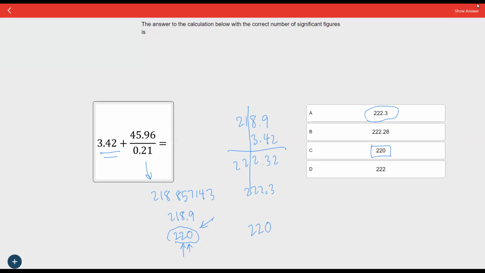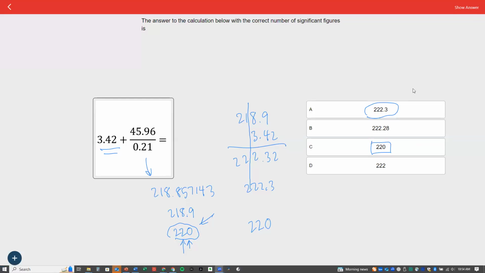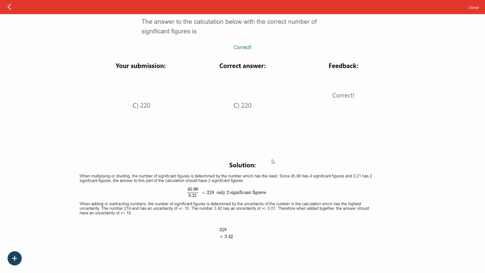Division and multiplication, how many significant figures; adding, subtracting, what is the least precise number by the decimal point. In this case, it's the 10 spot. And so we're going plus or minus 10. Let's put that in. Okay, you'll see, yep, 220 for the correct answer. Hopefully that helps.